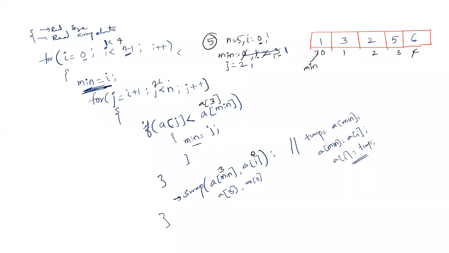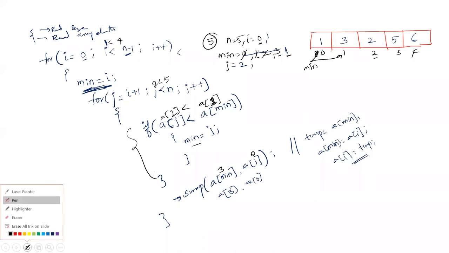So 2 less than 5. Is that true? Yes, it is true. So let's go to a of j. J value starts from 2. So 2 compared with the min value. Min value is 1, because we have replaced i value to min value. So again we check which is the minimum element. We are going to get index 2 as the minimum element. I'm going to replace the minimum element here.